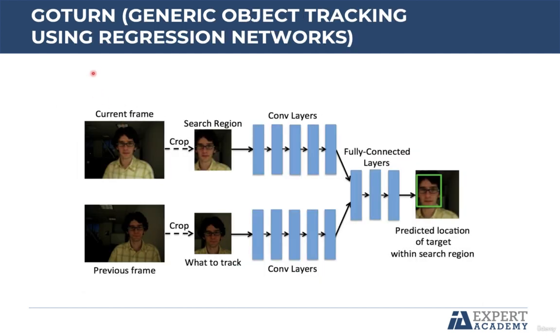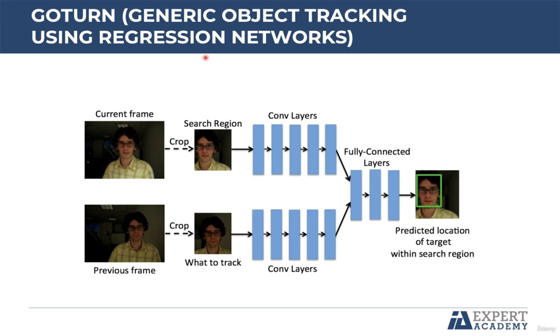Finally, the last algorithm is Goturn, which means generic object tracking using regression networks, which was trained using offline learning. This is the only algorithm with this feature we have seen so far. So it was trained using datasets composed of thousands of videos. It is based on deep learning and convolutional neural networks, which is a type of neural network widely used for image classification.